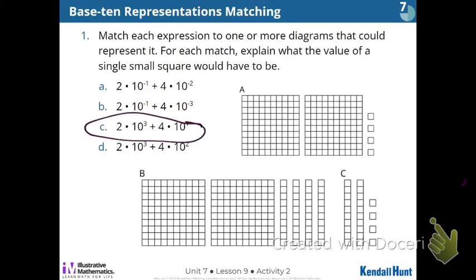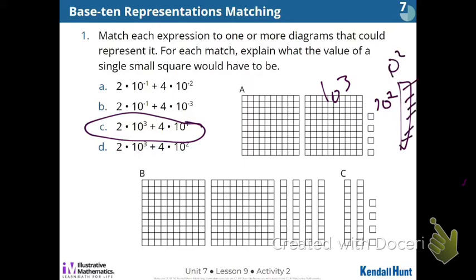Okay? So looking at C. Again, let's look at our exponents. It jumped from a 10 to the first to 10 cubed. What does that one have to go to? A. Because each one of these little ones would be a 10 to the first. I jump up 2 to go to 10 cubed for this. What would the missing bar be? Yeah, right? Positive 2. We're in positives here.